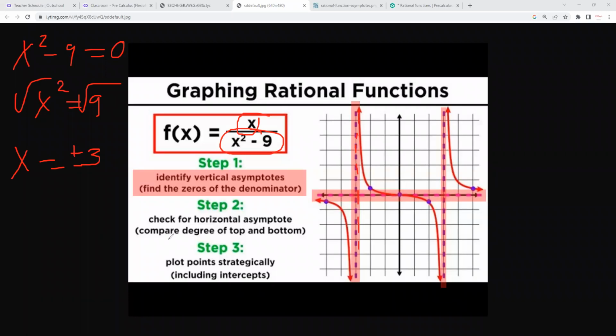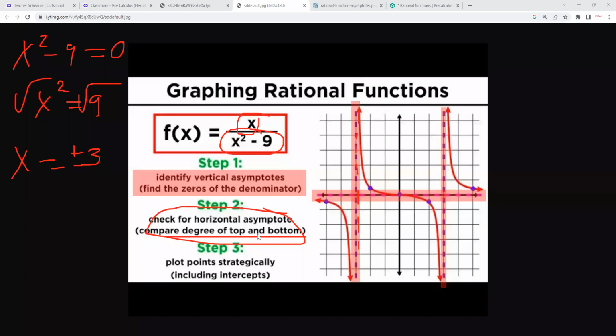And then you can find the horizontal asymptote here, because the top right here cannot equal 0. To check for horizontal asymptotes, compare the degree on the top and bottom, and we'll get into that. So remember, x can't equal 0. We'll get more into the horizontal asymptotes, but that's how you can identify the vertical asymptotes, by just looking at the denominator of a rational function and what it cannot equal.